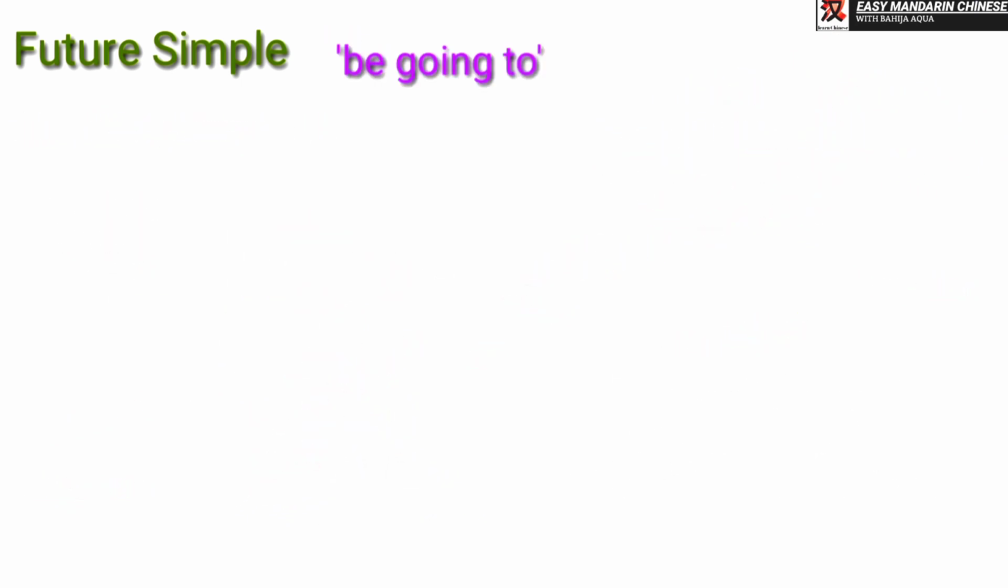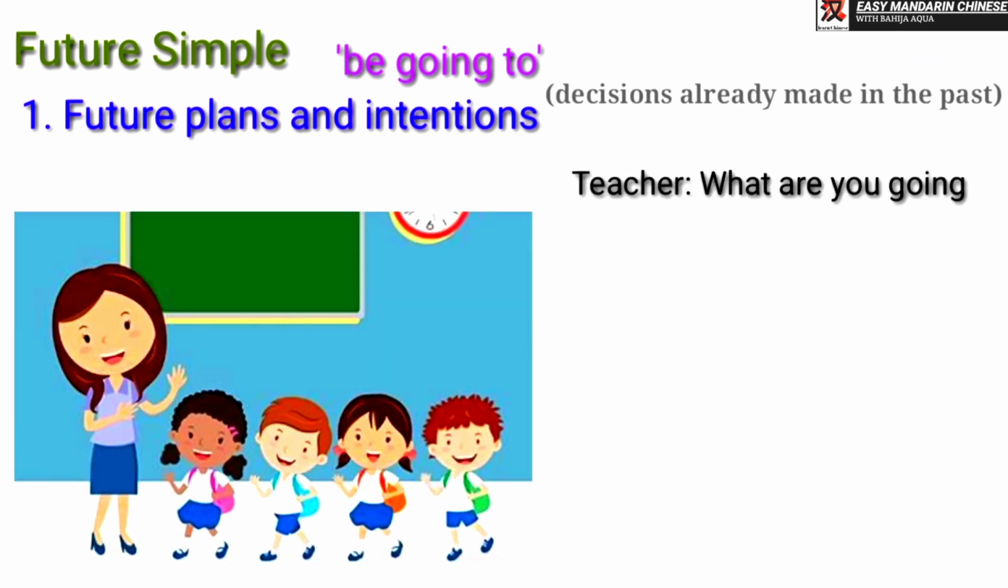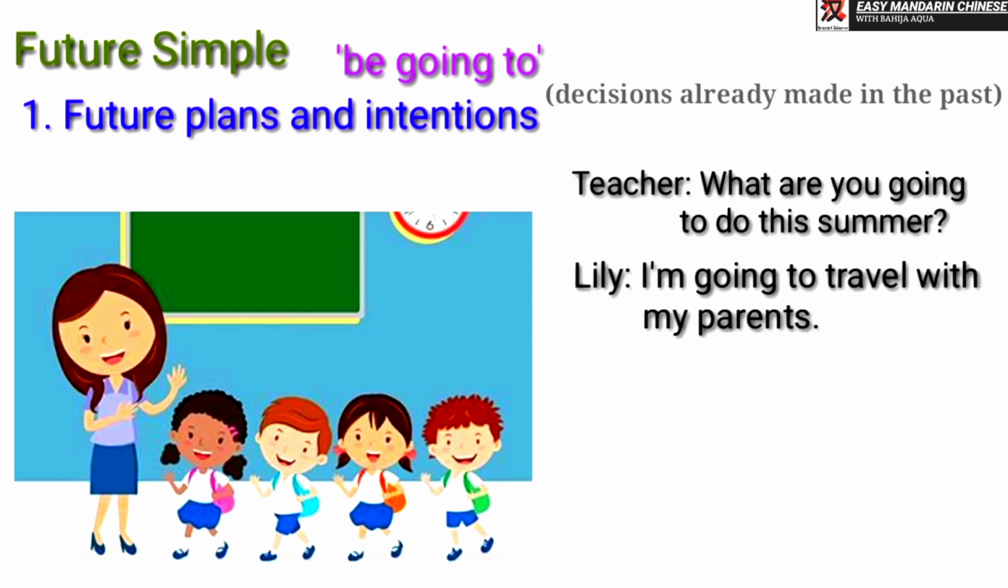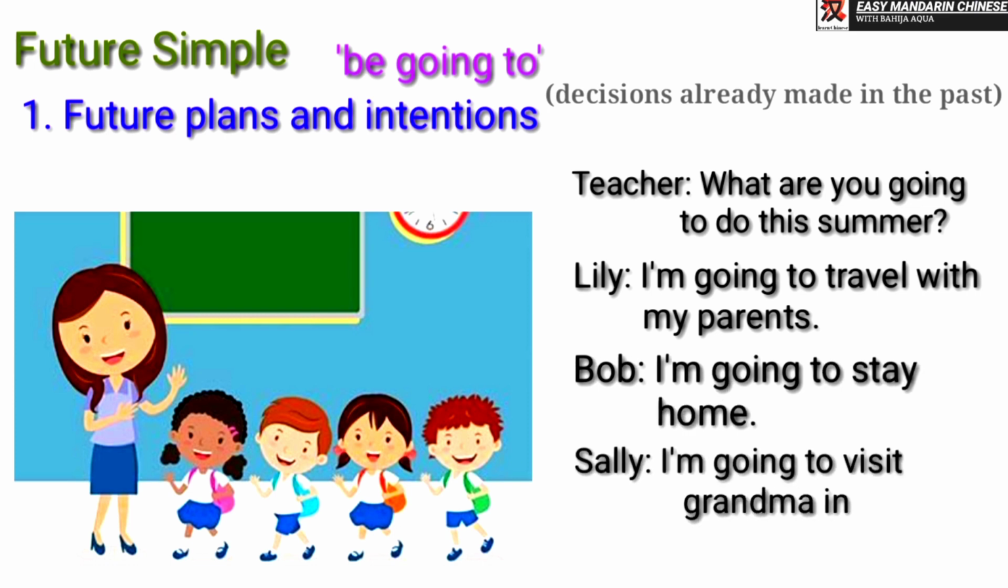Be going to. We use be going to talk about future plans and intentions. Usually, the decision about the future plans has already been made. Example, what are you going to do this summer? I'm going to travel with my parents. I'm going to stay home. I'm going to visit my grandma in the countryside. These children made these plans in the past for the upcoming summer holiday.